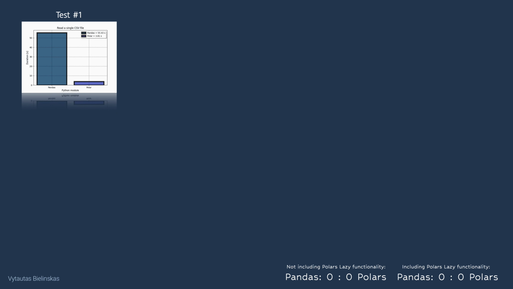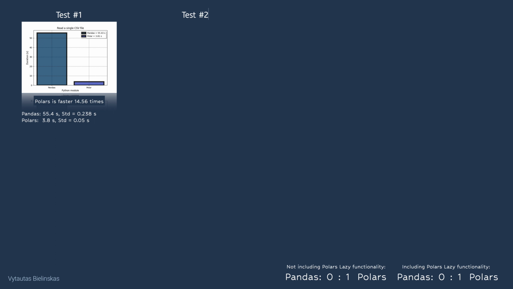Let's start with test number 1. With this test, we checked which one, pandas or polars, read a single CSV file faster. Here, pandas took 55 seconds, while polars took just almost 4 seconds. So the winner is polars, which is faster almost 15 times. So the first point goes to polars.